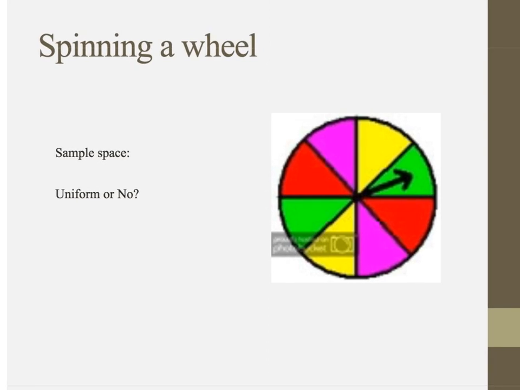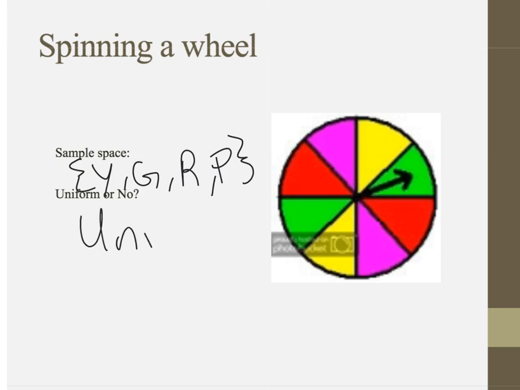Spinning a wheel. Well, this wheel here, let's see, our sample space would be, looks like yellow, green, red, and pink. Cool. Okay, so is this uniform or no? Well, I got 2 greens, 2 reds, 2 yellows, 2 pinks. I would say yes, uniform. Had we had different numbers of colors, then no, it would not be uniform. But this one is.